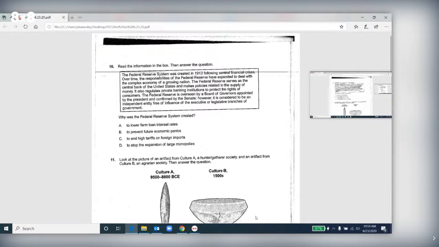This is about the Federal Reserve System. And if you look at the answers, it says, why was the Federal Reserve System created? So we're looking at reasons why it was created. So we're going to read this paragraph. The Federal Reserve System was created in 1913 following several financial crises. Over time, the responsibility of the Federal Reserve had expanded to deal with the complex economy of a growing nation.